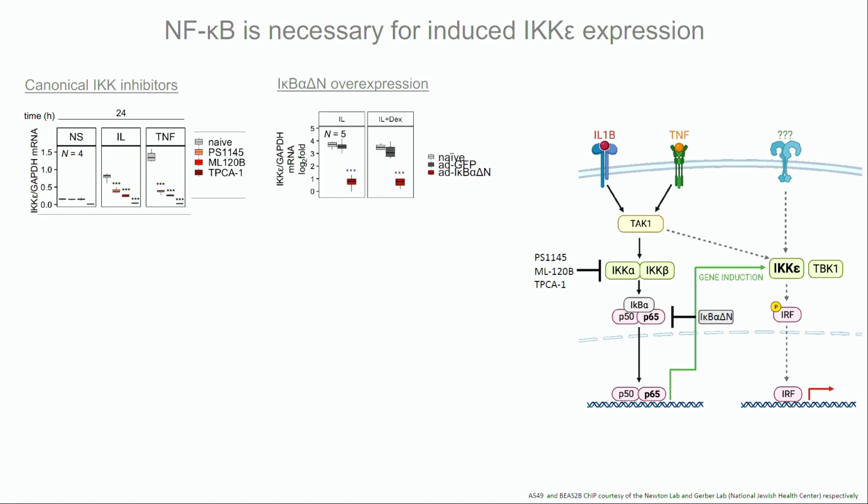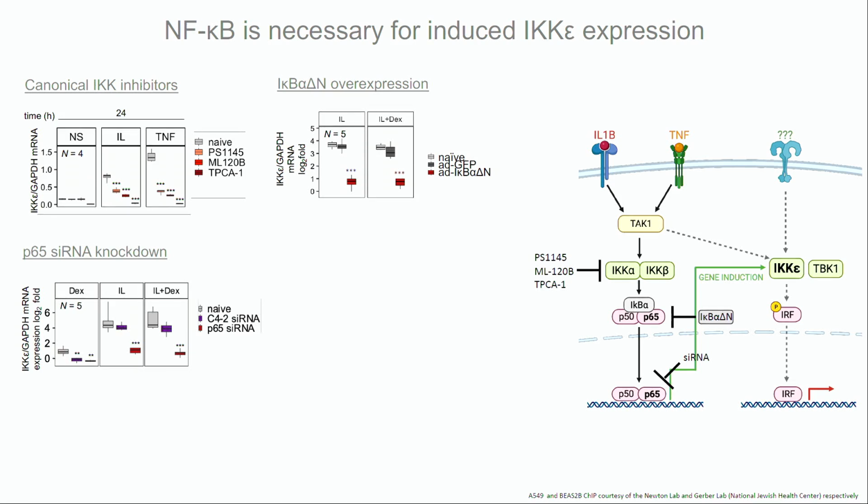Secondly, I used an IκBα ΔN overexpression adenovirus vector, which overexpresses a truncated form of IκBα that will hold p65, the canonical NF-κB subunit, in the nucleus, so it can't bind DNA to initiate gene transcription. That was also able to significantly reduce IKK epsilon mRNA expression. Thirdly, I used p65 siRNA to knock down p65 protein, and again, we get that reduction in IκB kinase epsilon expression.